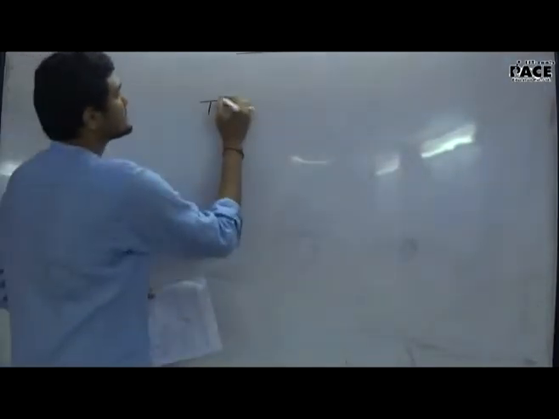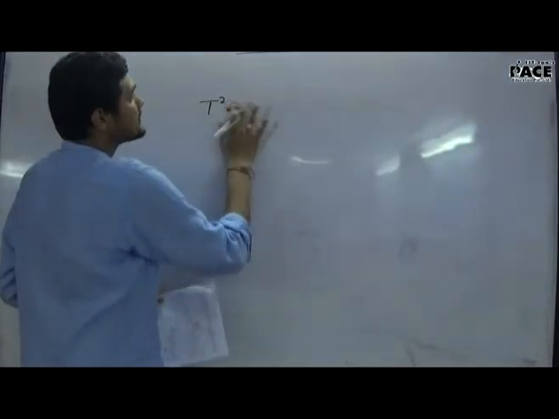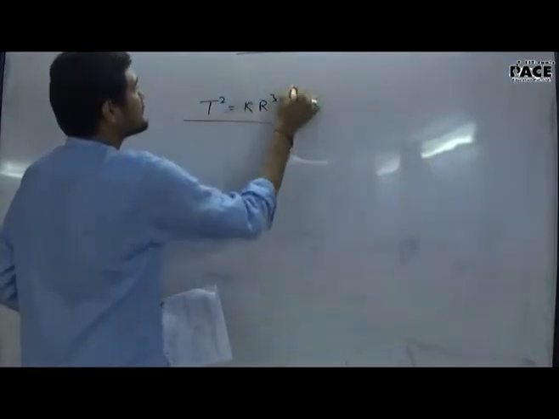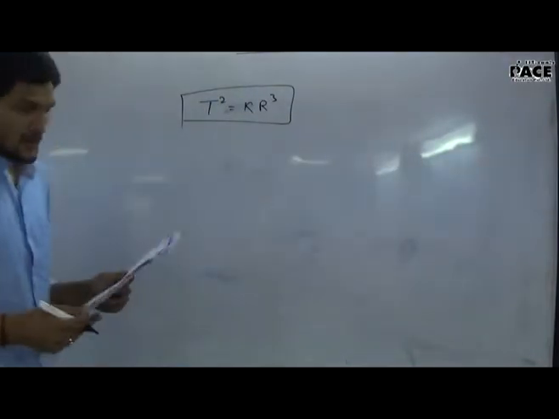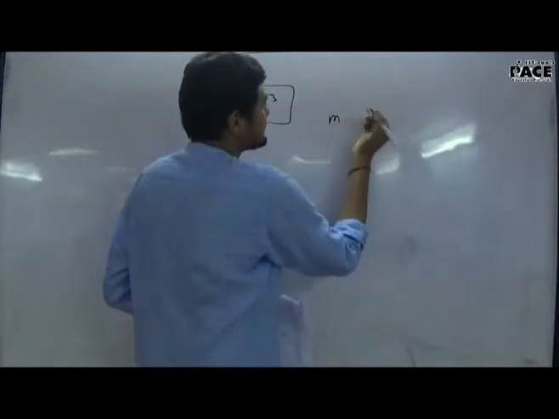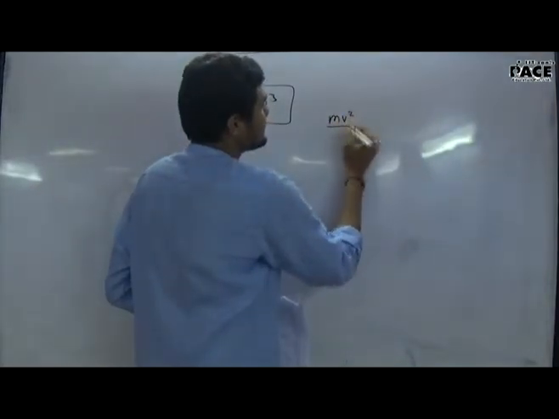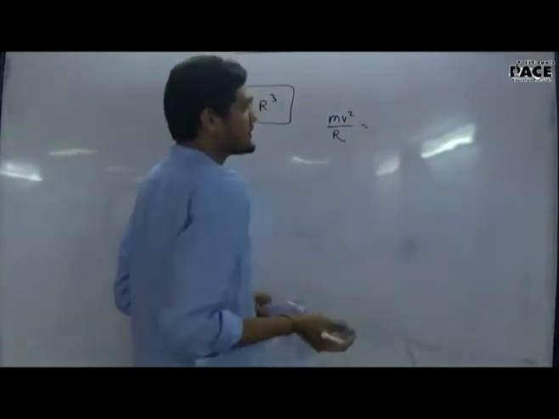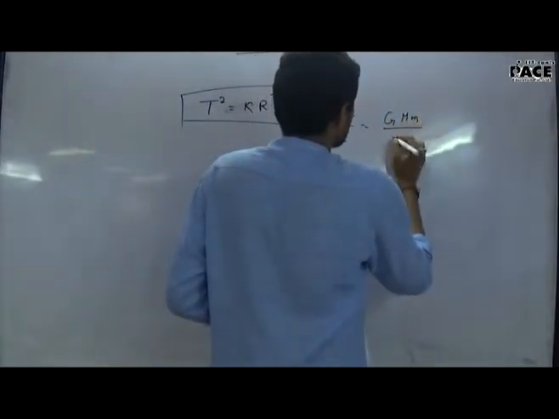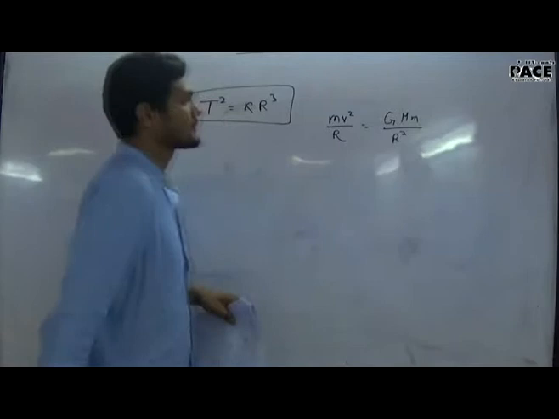Kepler's law says T squared is equal to k times r cube. We have to find the value of k. Okay, this value of k comes from centripetal acceleration, mv squared by r. Therefore, the centripetal force should be equal to GMm upon r squared.